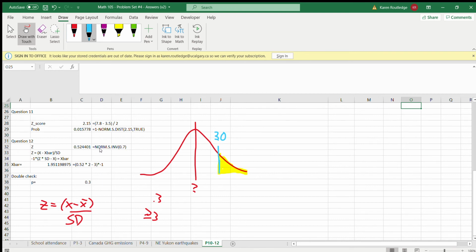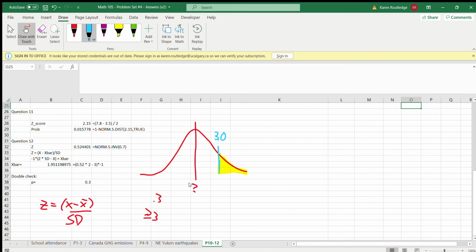So we'll ultimately find out how far this is from the mean in standard deviation units using norm.s.inv and giving it 0.7, the area from negative infinity up to 3.0. And Excel will tell us that our z-score is equal to 0.52. So our observation is 0.52 standard deviations to the right. That's a positive 0.52. So that's good, but it's not really the whole thing.